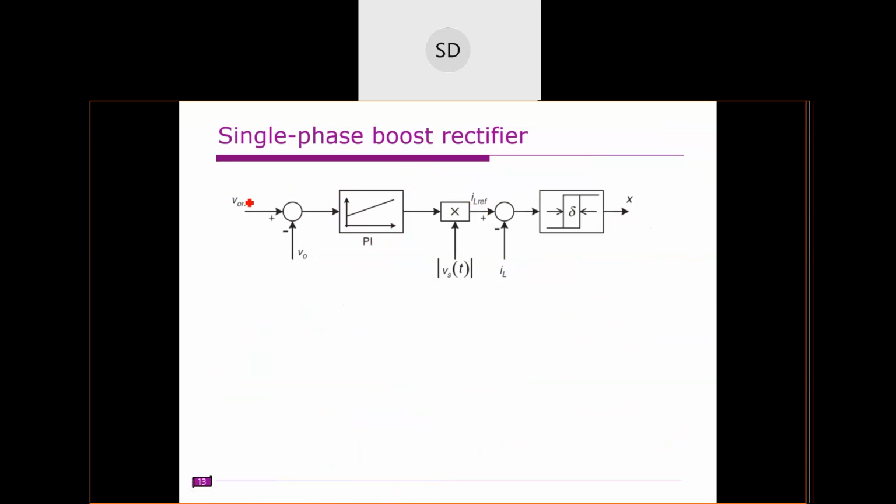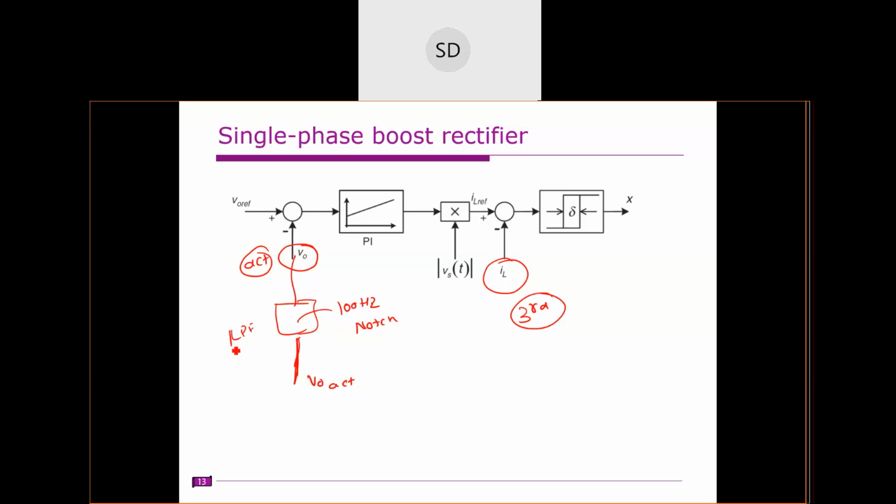So this is the actual voltage we are measuring. Before that, we normally connect a filter. This is the 100 Hz notch filter, which will remove the 100 Hz component. So this is the V0 actual. By doing so, this inductor current is free from the third order harmonic. Usually we connect a low pass filter or some high pass filter or some other kind of filter, or you can use some low pass filter you prefer.